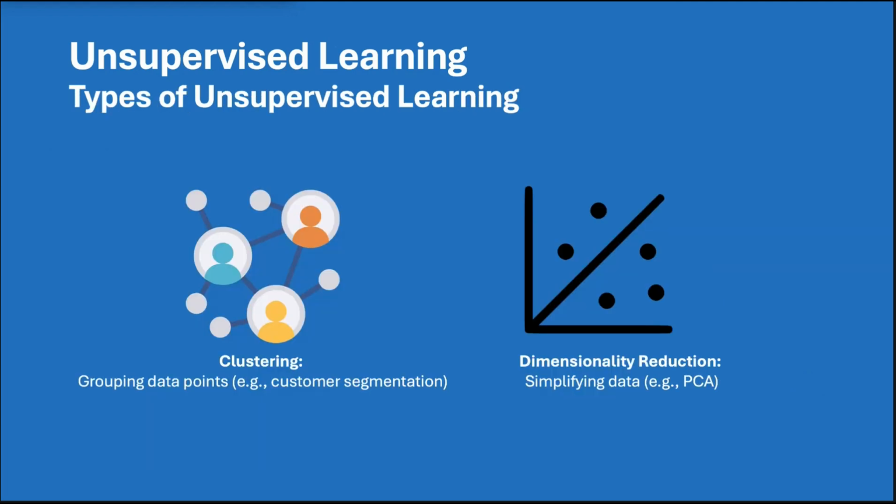Unsupervised learning can be broadly categorized into two main types: clustering and dimensionality reduction. Clustering involves grouping data points based on their similarities, with customer segmentation being a prime example. Dimensionality reduction focuses on simplifying complex datasets while retaining their essential features. One of the most widely used techniques of dimensionality reduction is principal component analysis, which helps in reducing the number of variables in the dataset.